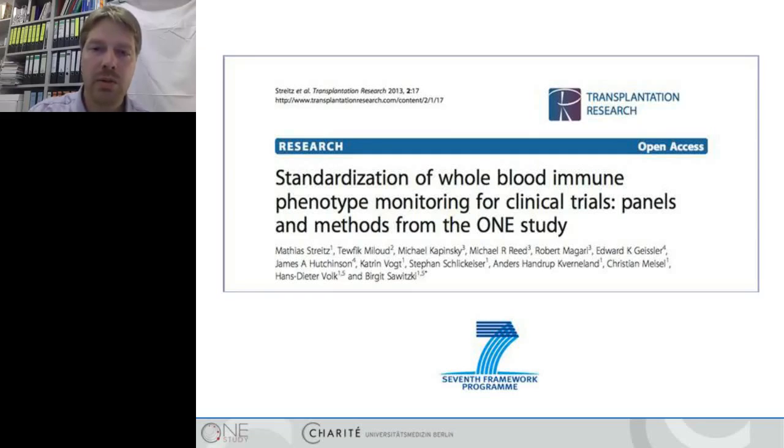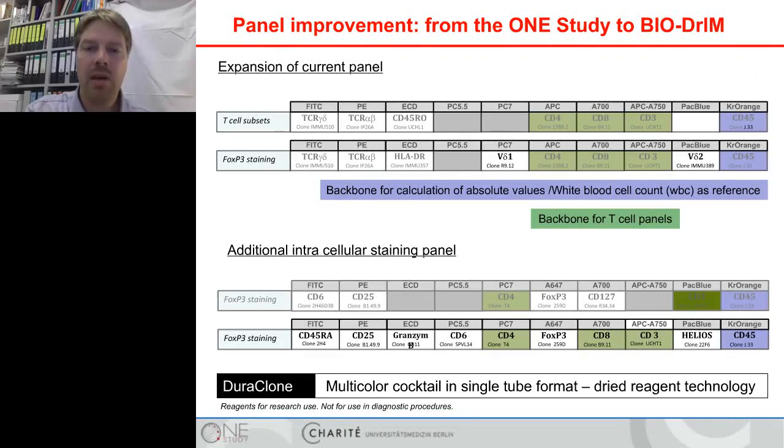All these results, all this procedure, is published in this paper and can also be found at this open source platform, Transplantation Research. But after finishing standardization and validation, we are also interested in panel improvement. Then we are interested to harmonize other studies with our ONE Study.